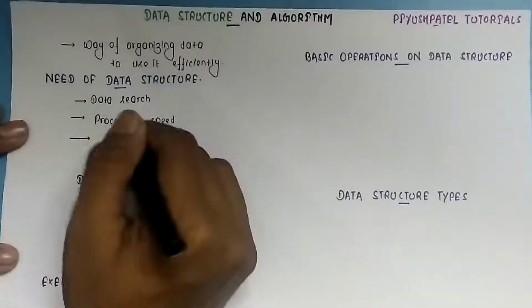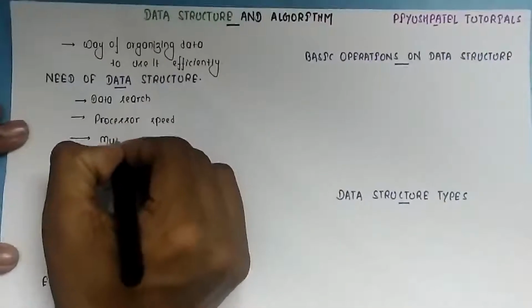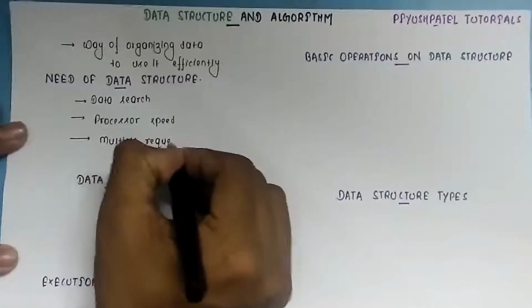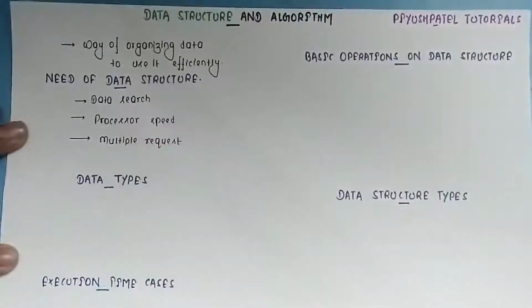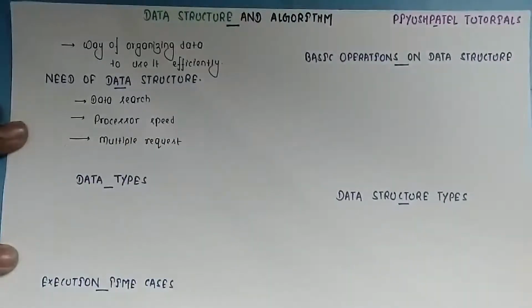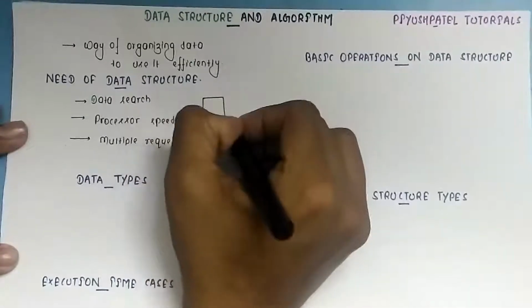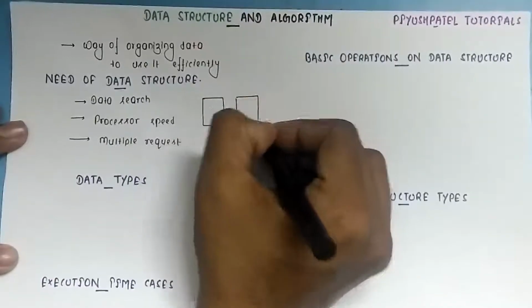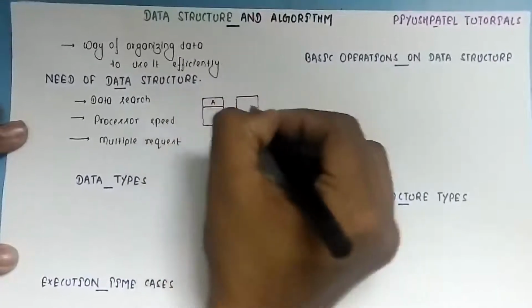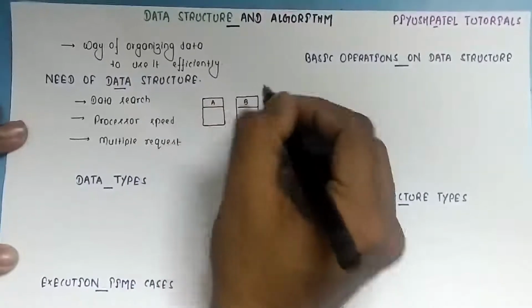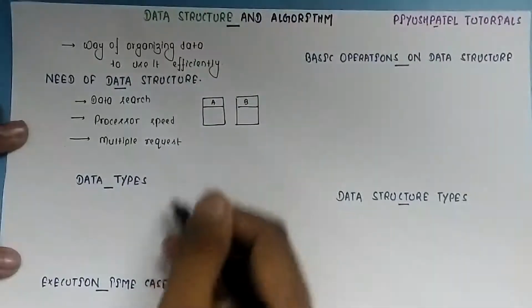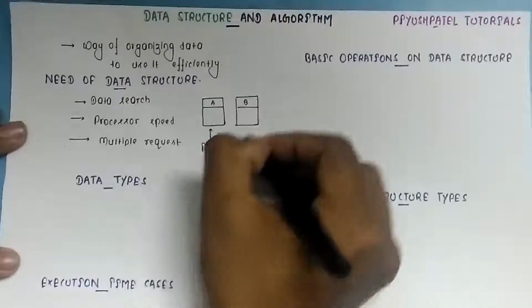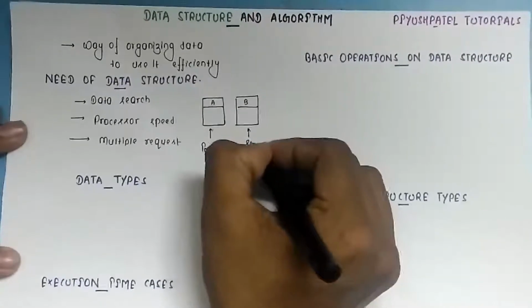And the next one is multiple requests. As the name indicates, let us assume two servers here: this one is server A and this is server B. Server A has information all about tourism, and server B has information all about studies.